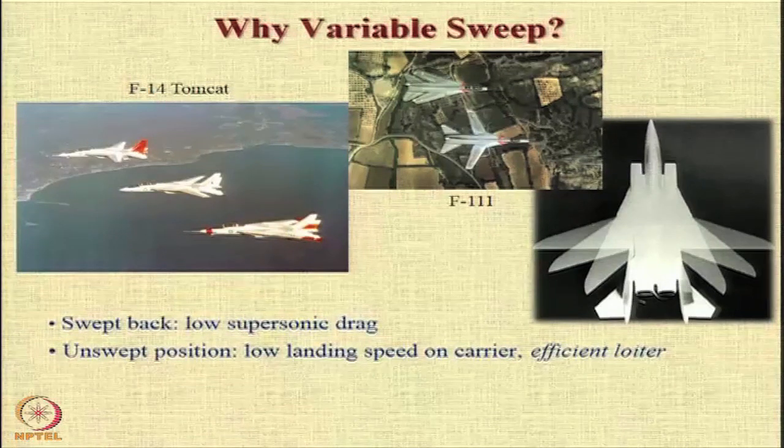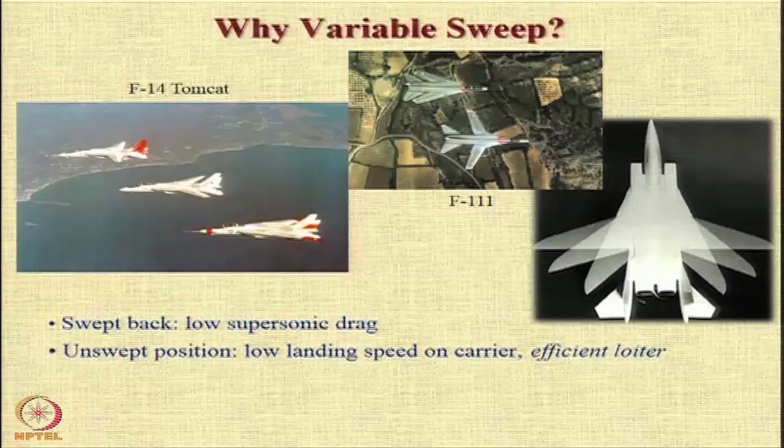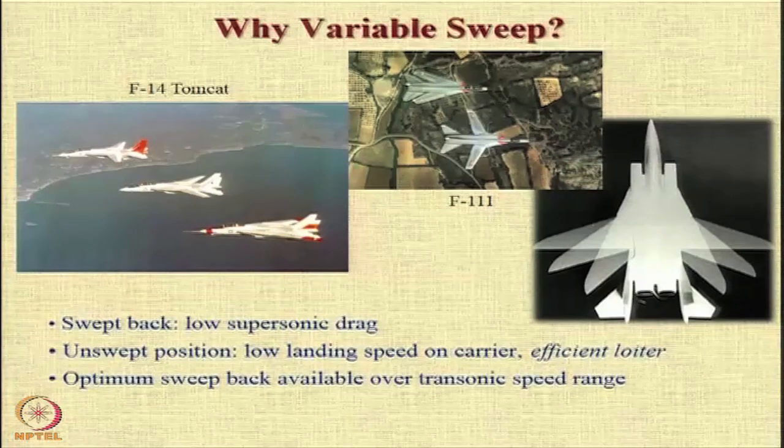During loiter, you would like to have higher aspect ratio. So during that time, you would like to have little or no sweep. So the unswept position corresponds to the low speed flight. And during transonic speed, you need to have an intermediate sweep, not very large and not very low, around 45 degrees or so. So, during transonic speed, during maneuvers or during the segments of the mission at which you are flying transonic, this particular aircraft can have the wings swept at that specific position.